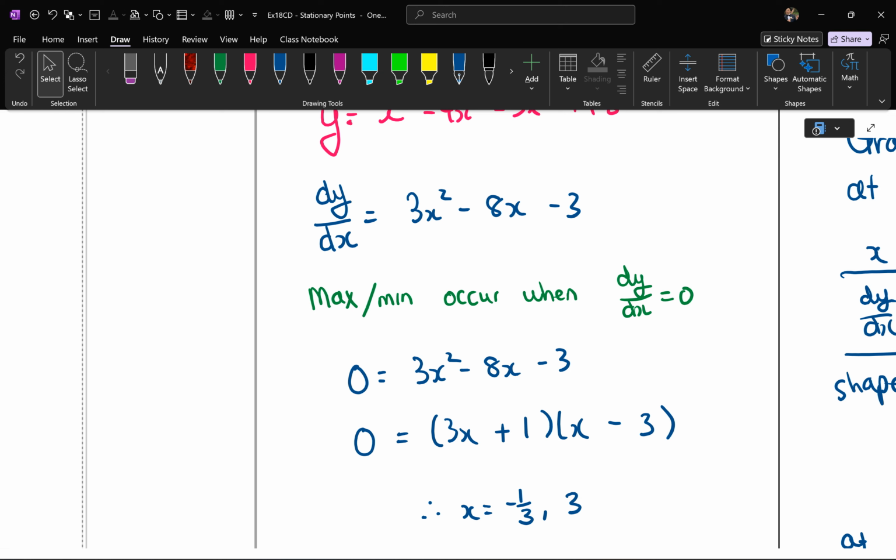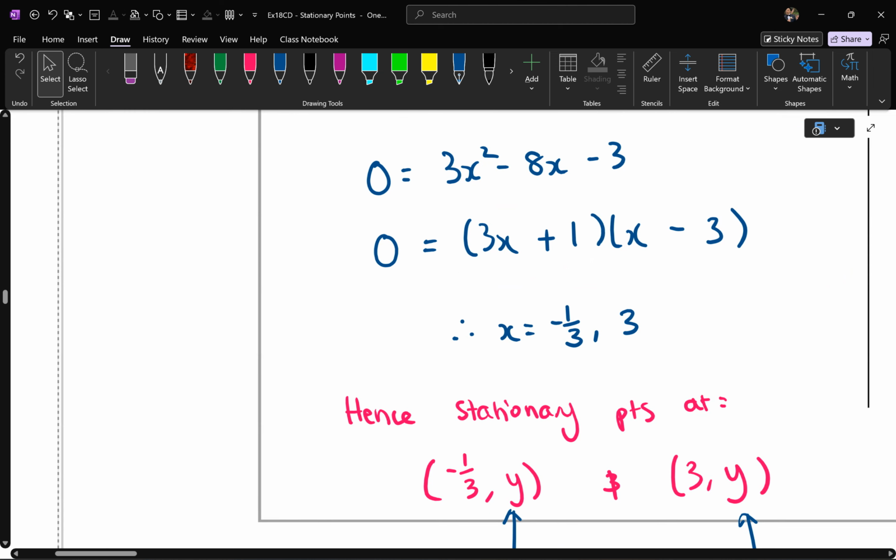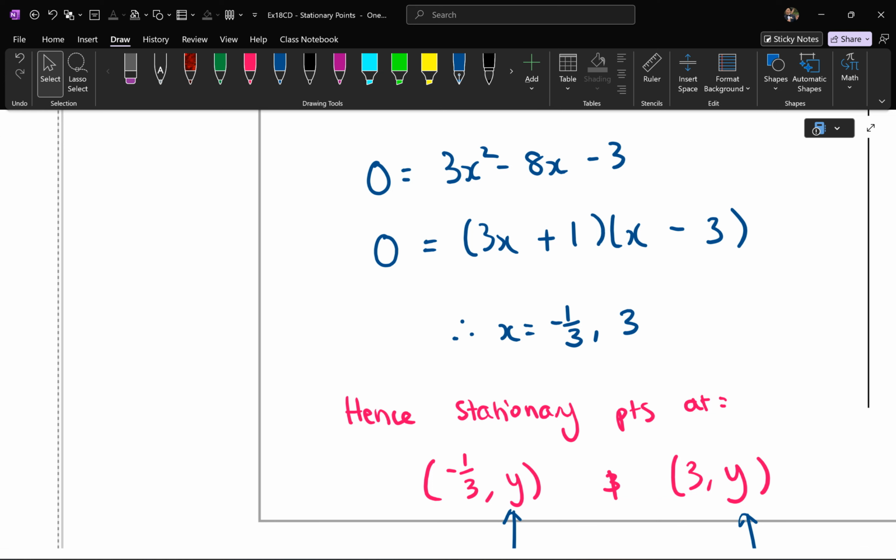Sometimes this is a second mark, sometimes it's not. Hands up if you got x equals negative 1/3 and 3. Okay, good. For those who tried, yes. So we got x equals negative 1/3 and 3. What this means is the 2 possible coordinates anyway are this. We have either inflection point, max, or min. We don't know yet. We just know these 2 points will have a gradient of 0: x equals negative 1/3 and x equals 3. What I don't know is what the y coordinates are.